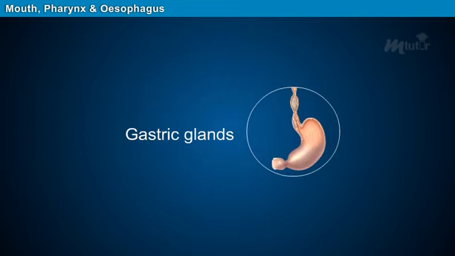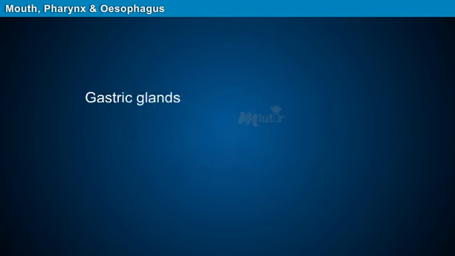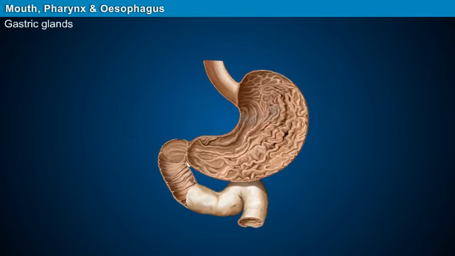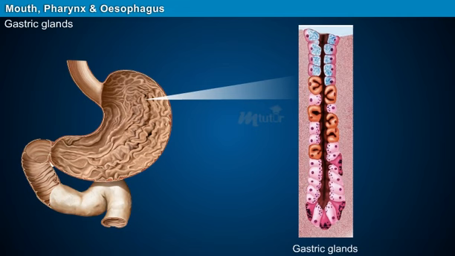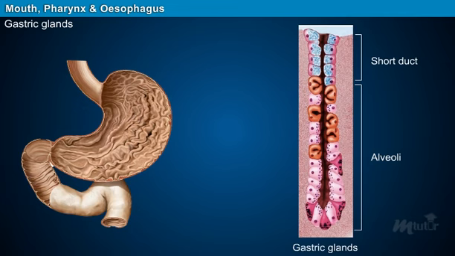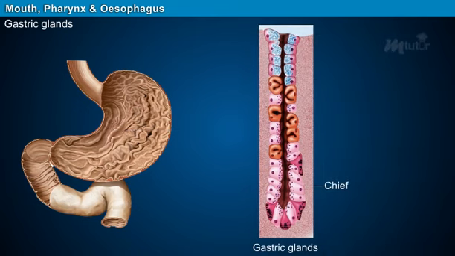Let us focus on the main glands in the stomach, called the gastric glands. These glands are maximum in number compared to other gastric glands, and are found in the mucosa of the body and fundus of the stomach. The glands possess short ducts and long alveoli. The alveoli contain chief, or peptic, or zymogen cells that secrete pepsinogen, and parietal, or oxyntic cells that secrete HCl.